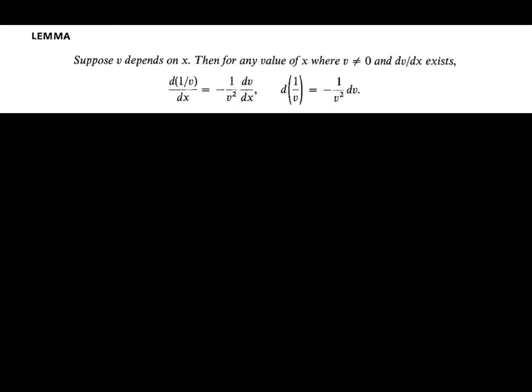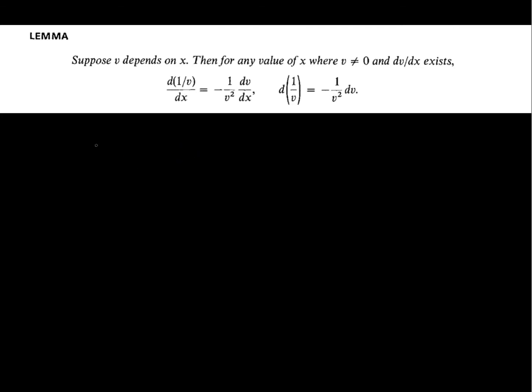So in the very easiest case, if I just look at the reciprocal of a function, so I've got the function 1 over v, and we're going to be taking the derivative where the denominator isn't 0, because that would be outside the domain. And we'll want to show that this is equal to negative 1 over v squared dv dx.